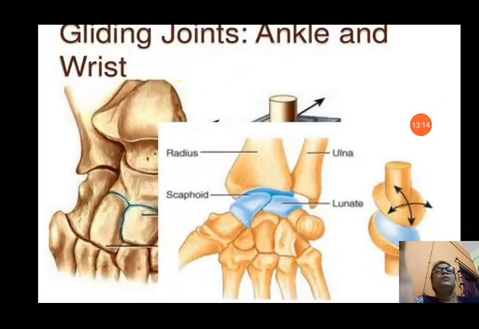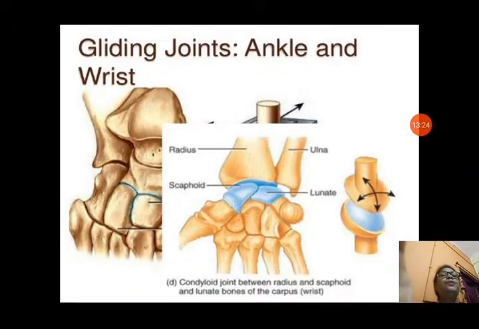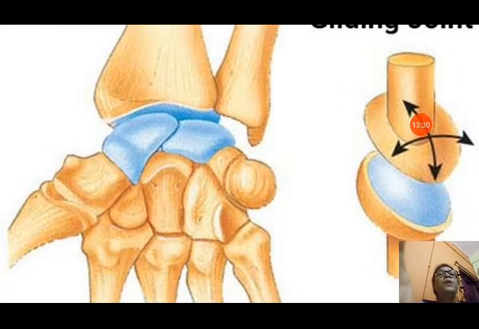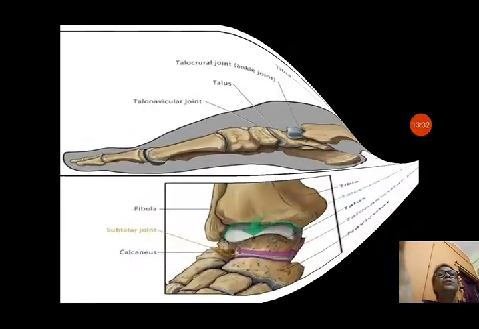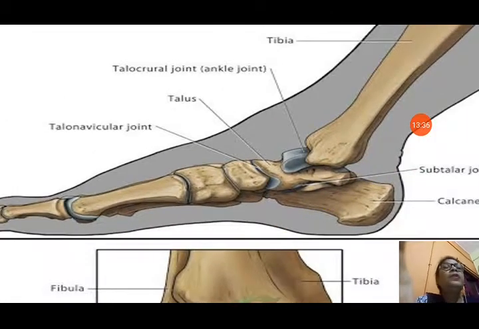You can see in this picture gliding joints, ankle and wrist, they are gliding over each other. The bones are gliding over each other in the wrist and in the ankle also. You can see the picture of the ankle also, and the gliding joint of the wrist bones. Now next, the ankle bone. You can see the ankle bone also here. It is gliding over the bones.